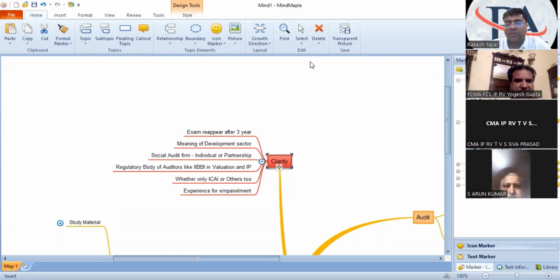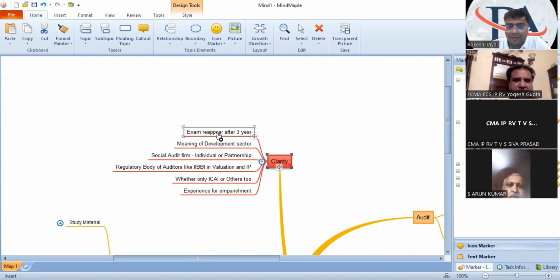Yeah. Yogesh, so these are the 6 points which I am not clear about. Whether we have to appear for the exams every 3 years for the social auditor, because the certificate is valid for 3 years and it is mentioned that the social auditor should be registered with the SRO and have a valid certificate from the NISM.